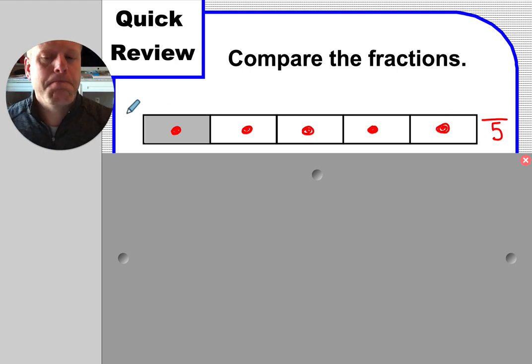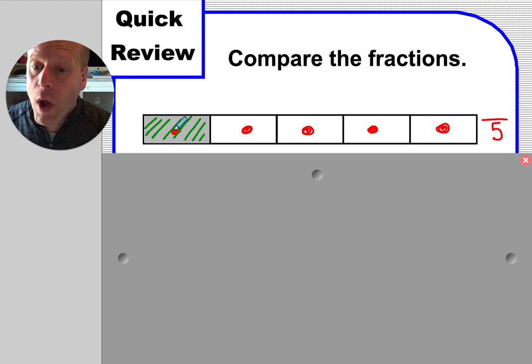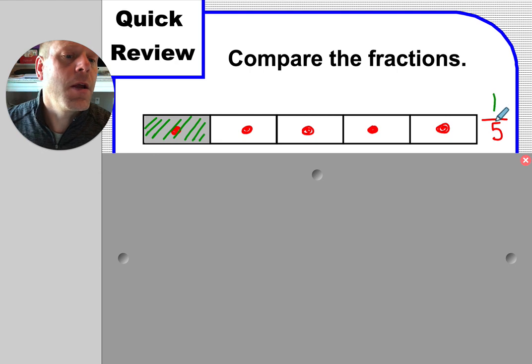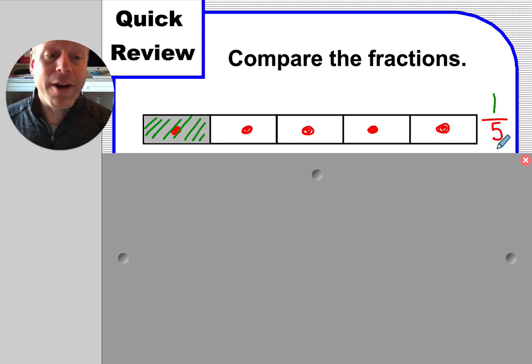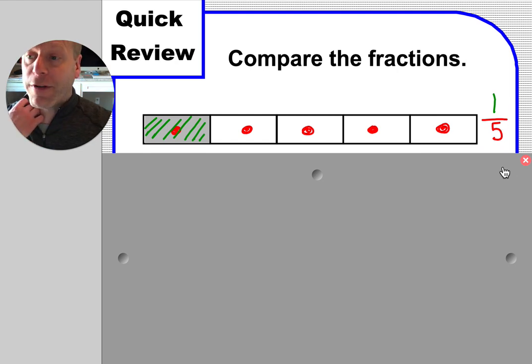That's important. The second thing I do is I look at which one is shaded in. So if you look carefully, only one of the 5 are shaded in gray. So I'm going to say 1 out of 5. That's this fraction, 1/5 or 1 out of 5.